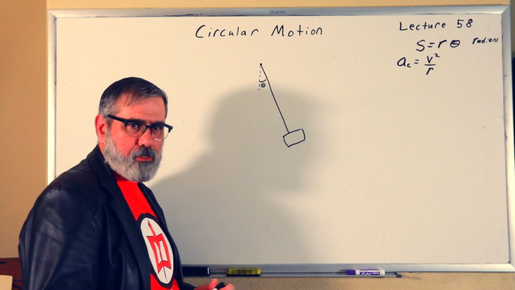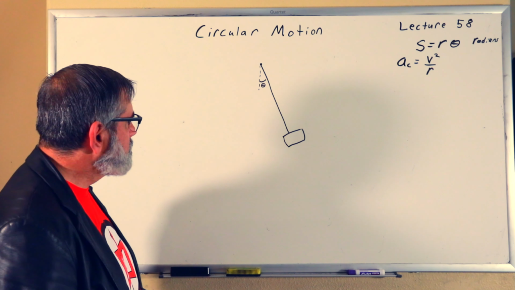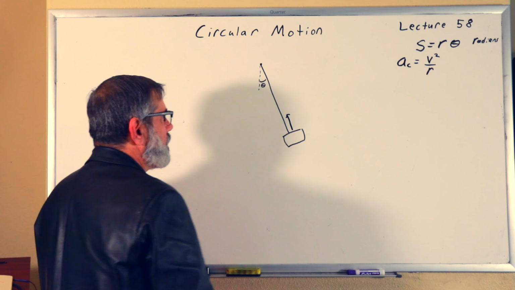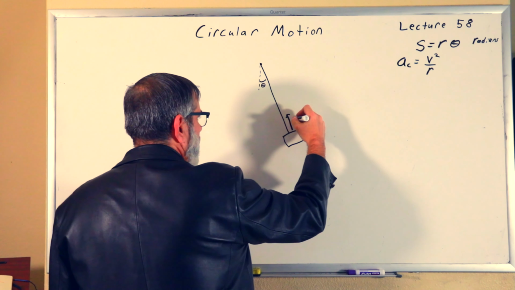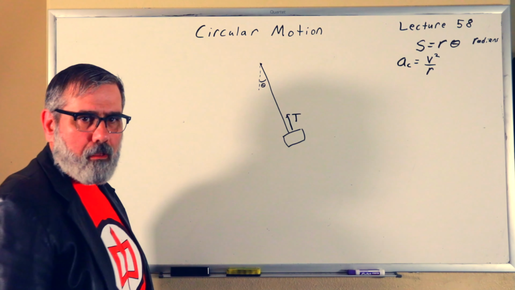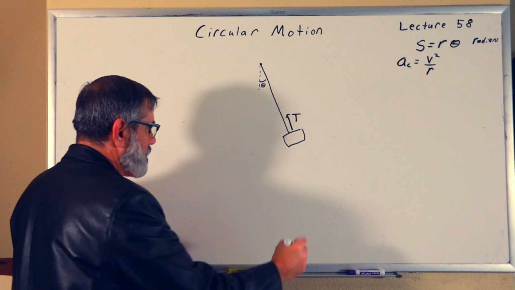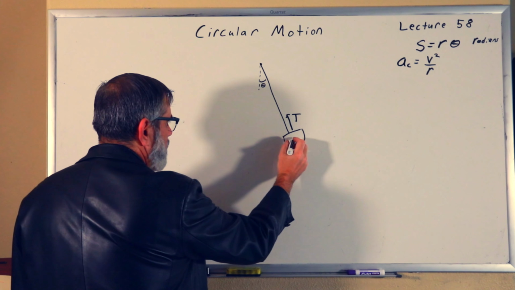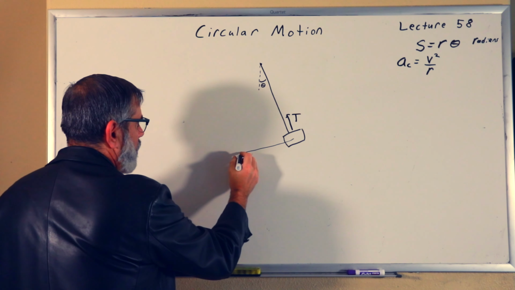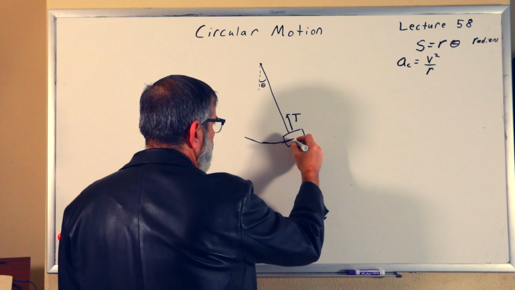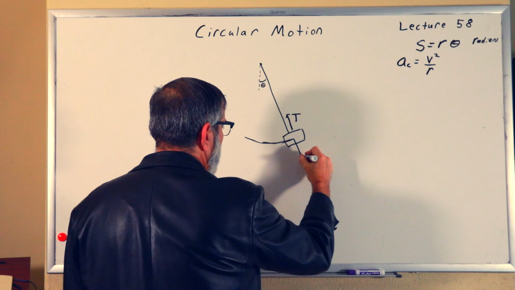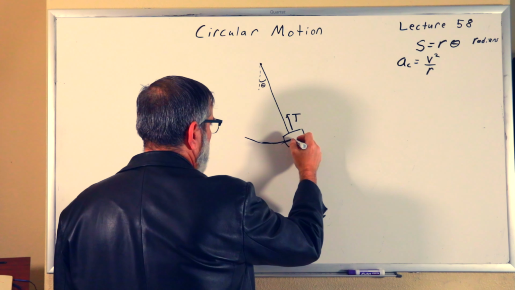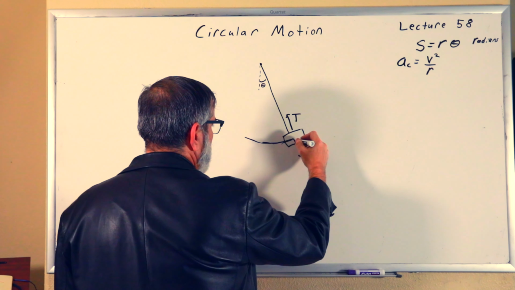So let's talk about the forces that are acting on this pendulum. Well, we've got the tension in the line, which will be directed radially, and we'll call that T. Now, gravity is a little complicated, so we have to break it up into two components. Since this is circular motion, I'll do my best to draw it. There will be two components. We'll have a centripetal component, and we'll have a tangential component.